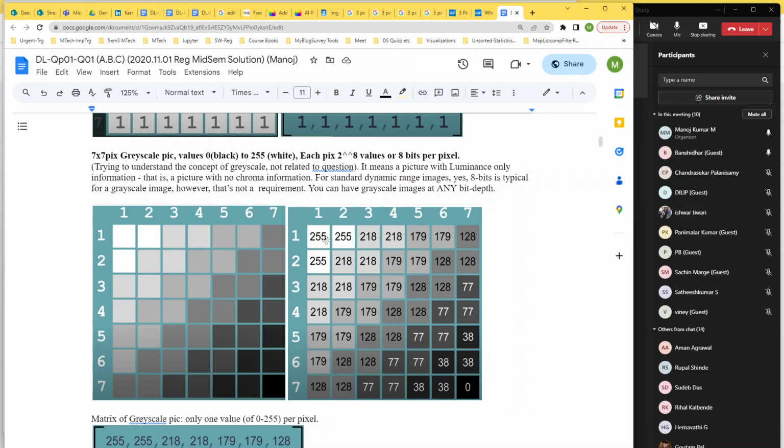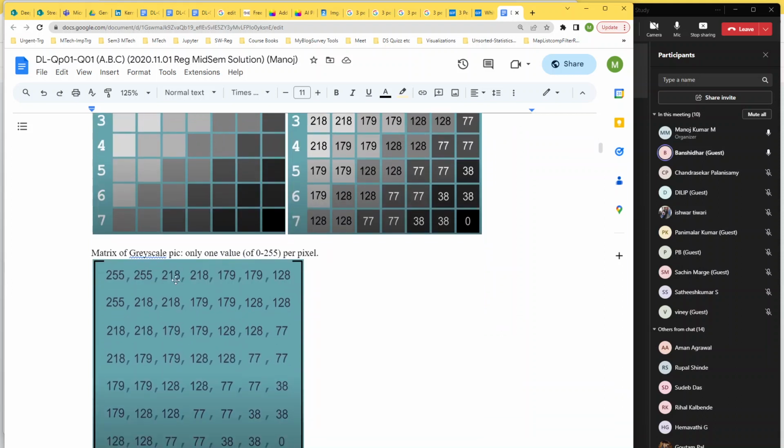So this is like an 8-bit representation of the grayscale, 2 raised to 8. Now these values you are putting, with the commas and into the bracket, it becomes a matrix. So this is again a 7 by 7 matrix.